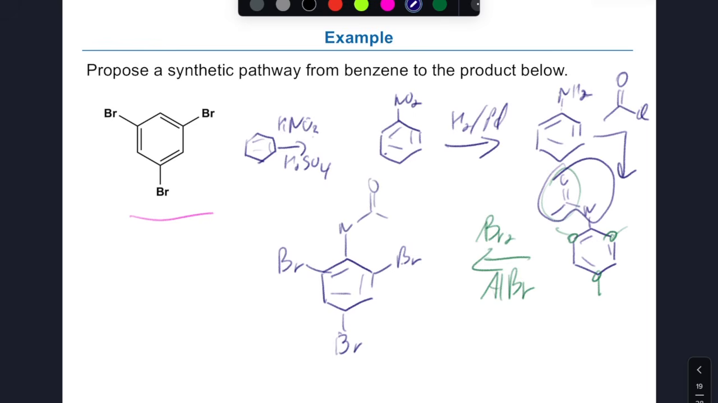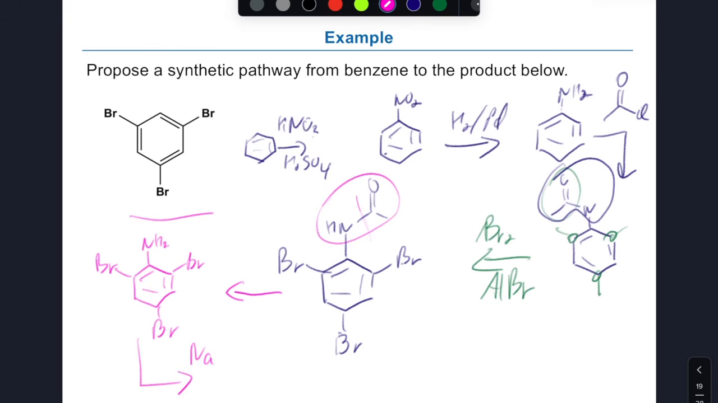So great, we've gone through this process of activating the ring, protecting the group. Now we've added our bromines. Now what we have to do is actually remove this group, and that would be something like hydrolysis of this center to get us back to the aniline. And in fact, we just want to remove that nitrogen altogether. So this is where if we treat it with, let's say, sodium NO2 and weak acid, we can diazotize it.